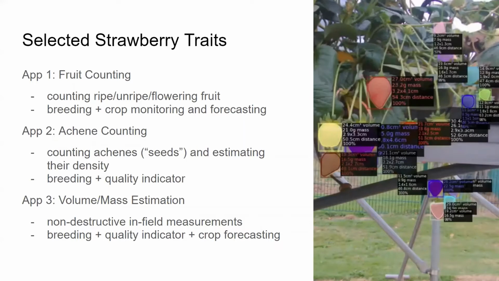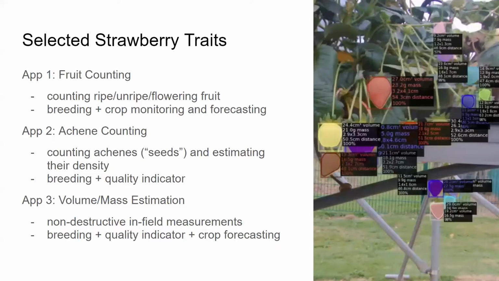So strawberries, when they flower, that stage of maturity is very important, because if you know that there is a flower, then you can quite reliably predict when this flower will turn into a strawberry and will ripen.